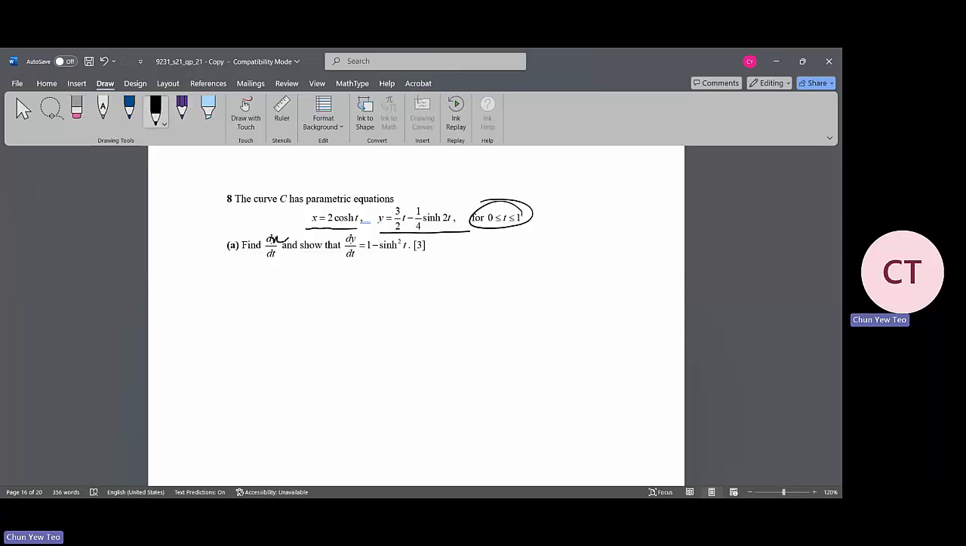Okay, this one is the dx/dt. So how do you find dx/dt? To find dx/dt, just differentiate from here. You get dx/dt is 2 sine t. Then your dy/dt, differentiate from here. You get 3 over 2 minus 2 over 4 cos 2t.